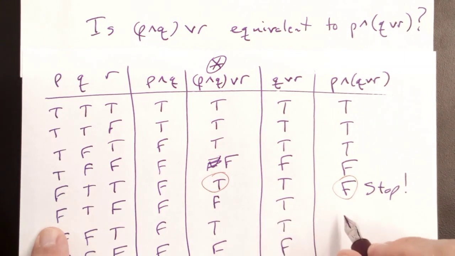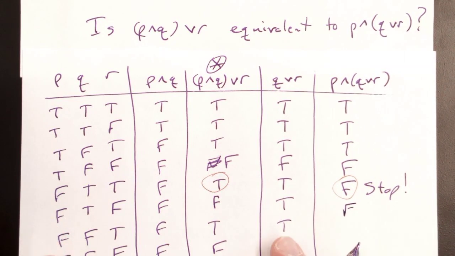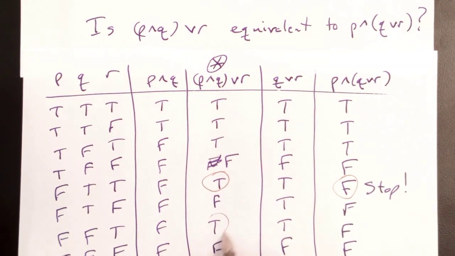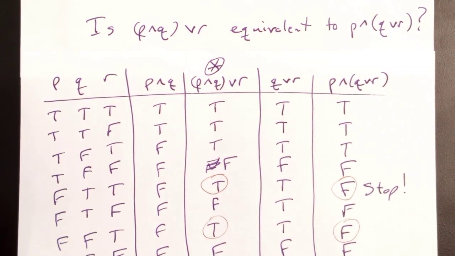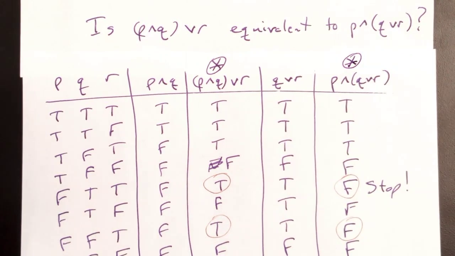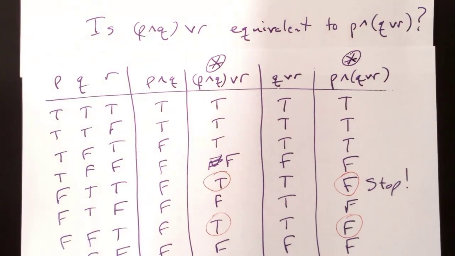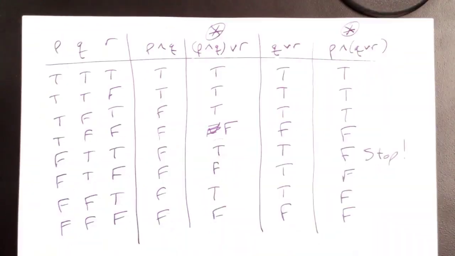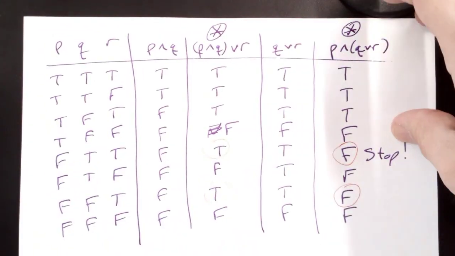False and true gives me a false, so that one's the same. False and true gives me a false, that one's also different. False and false give me a false. So there's more than one difference between the 2 starred columns. And if they're different anywhere, these are not logically equivalent. So I can answer the question, no, and this is my justification.